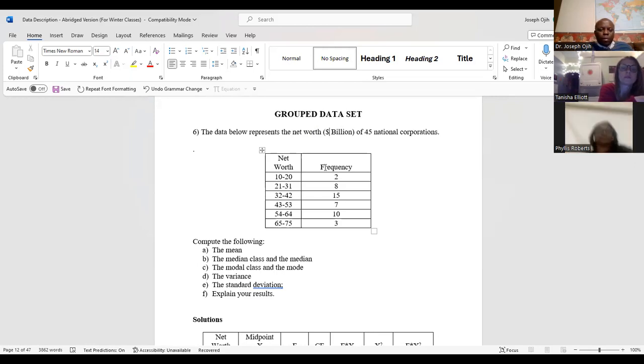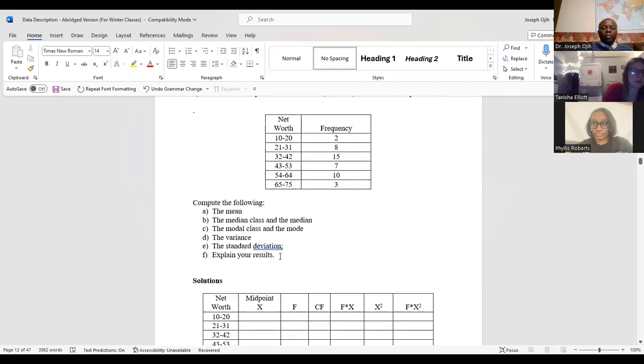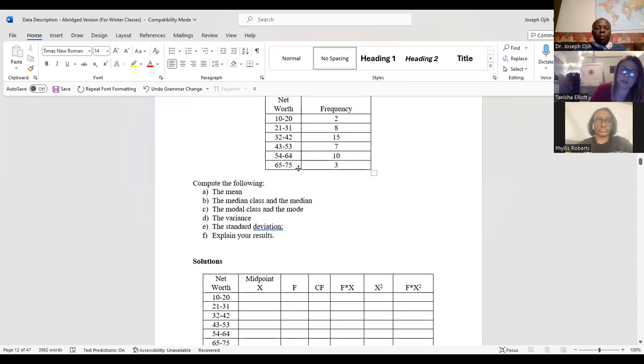So it says, compute the mean, the median class and the median, the modal class and the mode, the variance, standard deviation, and then explain your results. So some of them, as I solve them, I will be explaining them at the same time. The first thing you do is to put them in table form. Some of you in the classwork 4 were just typing in answers. Like I told you, I don't give credit for answers. I give credit for work; you have to show your work the way I explained it in the class. So while I'm doing this one, please pay attention.